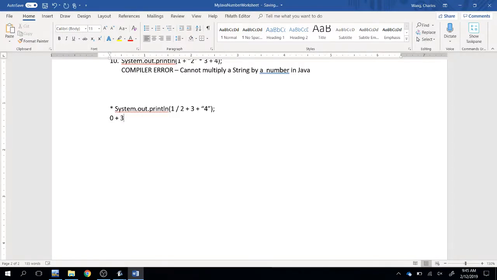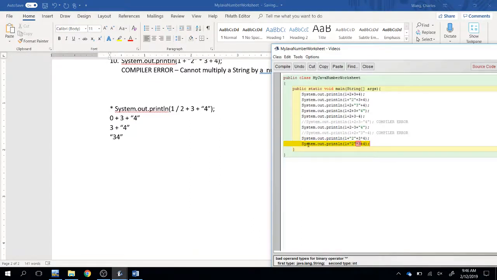So 0 plus 3 plus the string 4. This is what I get. So 0 plus 3 is 3. And I have a string now on the right side. So this would be string 34. Let's check it. Let's write that. This is compiler error.